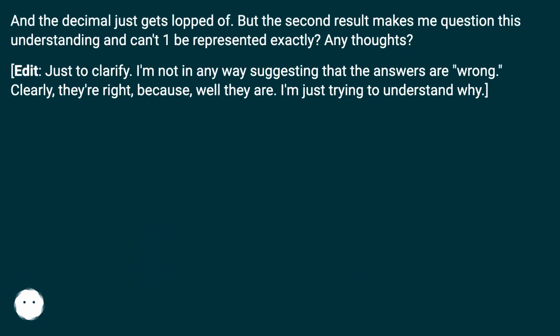Any thoughts? Edit. Just to clarify, I'm not in any way suggesting that the answers are wrong. Clearly, they're right, because, well, they are. I'm just trying to understand why.